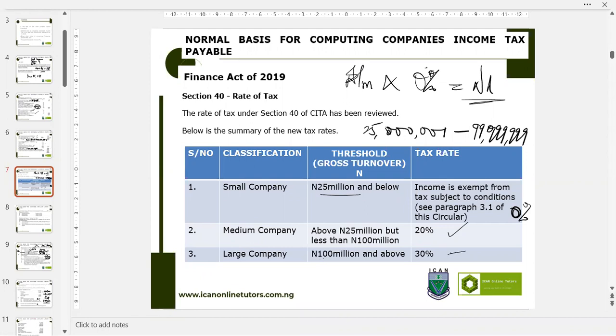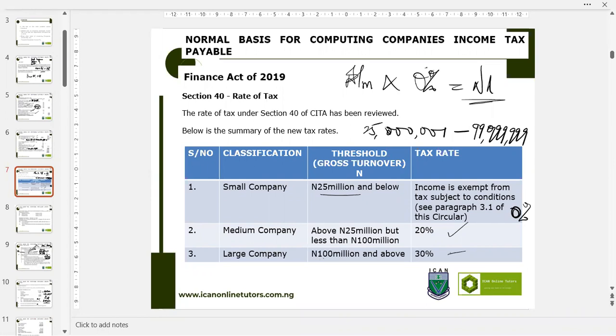And in the same vein, since they are exempted from companies income tax, they are also exempted from tertiary education tax, okay? They are also exempted from tertiary education tax. So we should take this under the tertiary education tax again.